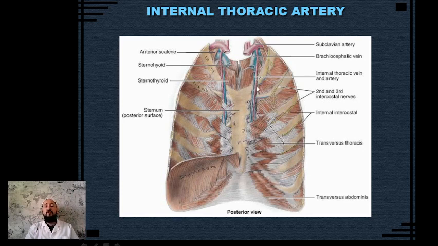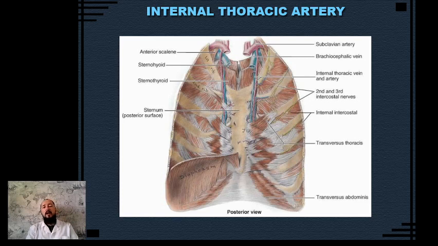It has such branches as the intercostal arteries, as I mentioned before. It has such branches as the musculophrenic arteries that supply the diaphragm.